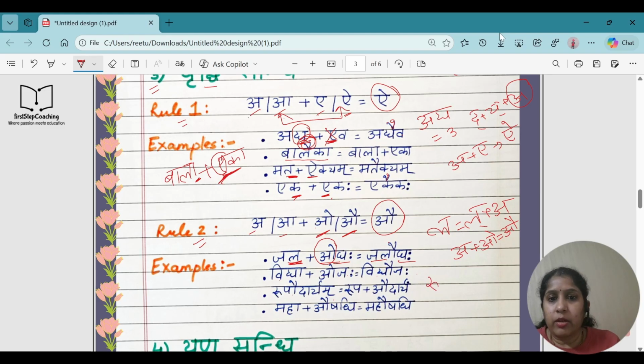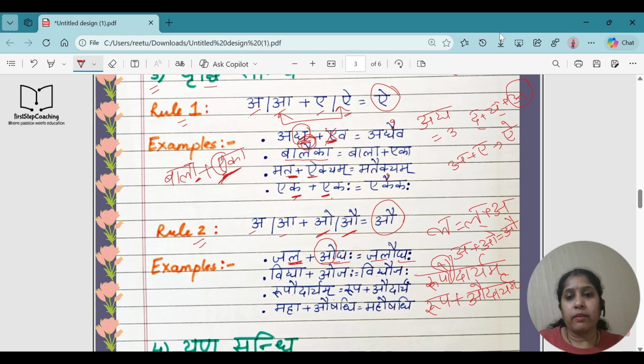Let's split it. Let's try to split it. So it is Rupodaryam. Correct? Now, Rupa, Badeo ki matra is there, right? So the first word should be ending with a or a, so it will become Rupa. We don't write Rupa, right? It is Rupa plus Audaryam. Audaryam is nothing but Audaryam nahi hota hai, it is Audaryam. Fine. So it's Roop plus Audaryam.